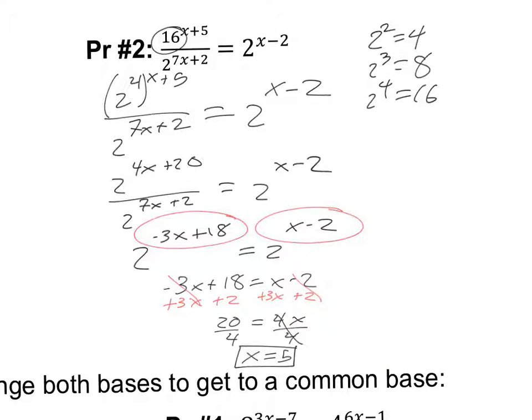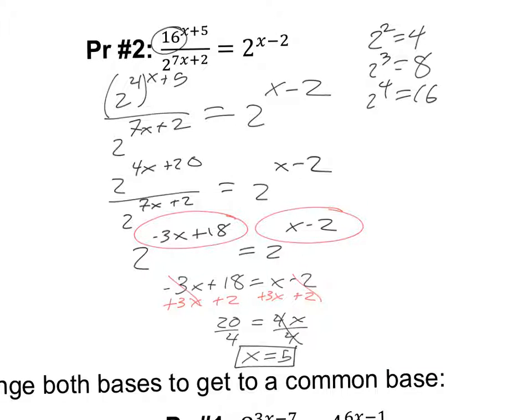Okay, so the rule that I was hoping you would recognize is that when the bases are the same and you're dividing, you could simply subtract the exponents. So 4x minus 7x is negative 3x. 20 minus 2 is 18. And so now you can write it as just one term with the same base on each side. So that means that your exponents are equal. So I just set the exponents equal, did some algebra, and I solved and got that x equals 5.